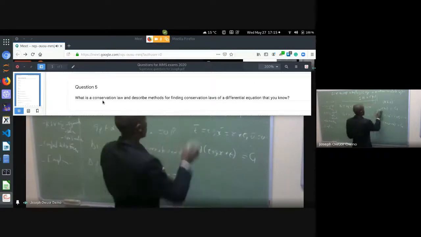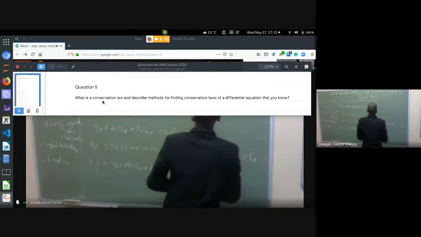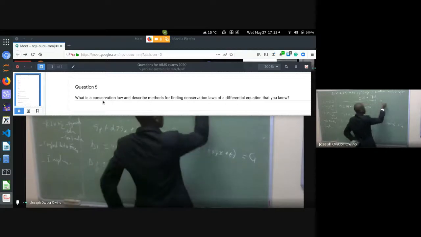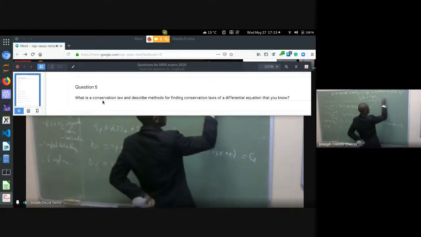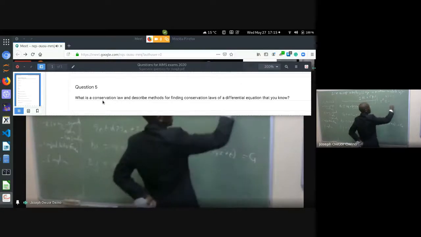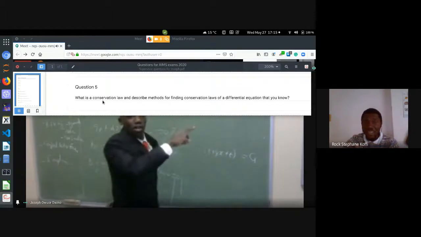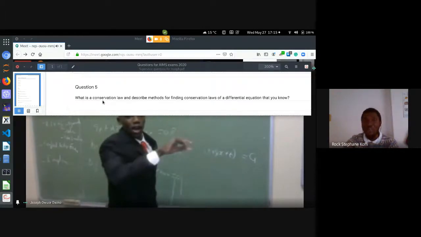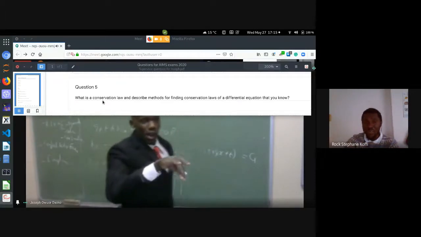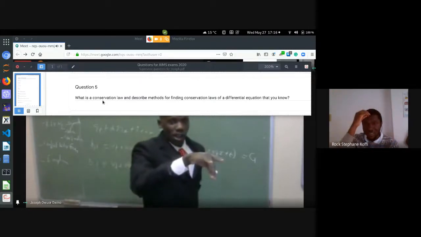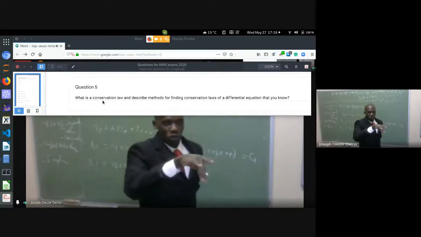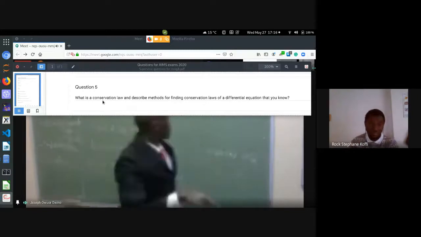So, for example, for the KdV equation, using the multiplier 1, you get the conserved density u. And okay, Joseph, one minute. The second part of the question is describe a method for finding conservation laws. So you are answering this question. I'm still on the first one. What's a conservation law? Okay, I'll go to that shortly.